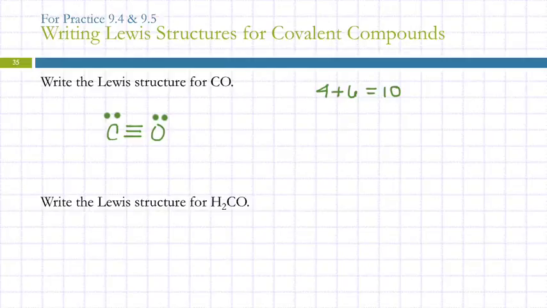I still have 10 electrons in my diagram here, my structure. I've got 2, 4, 6 in bonding pairs, 8, 10. Each of these atoms has an octet. Any questions?